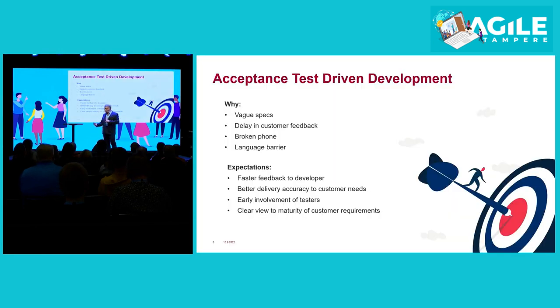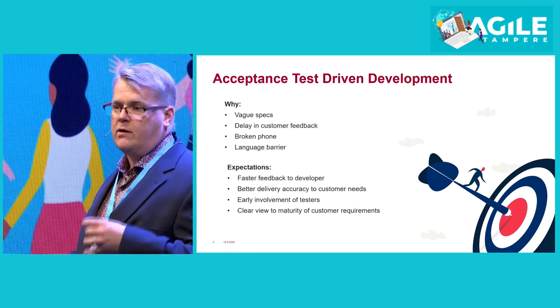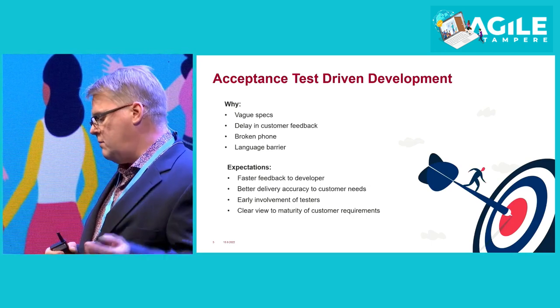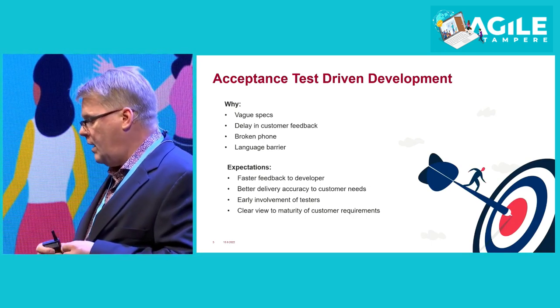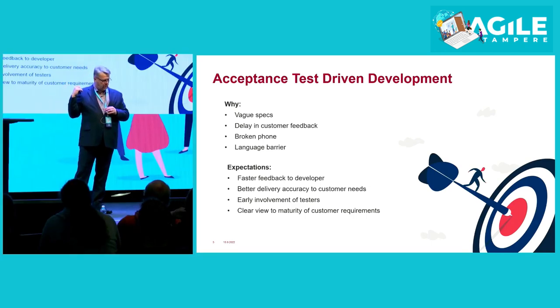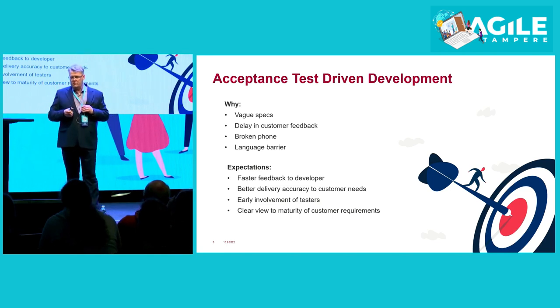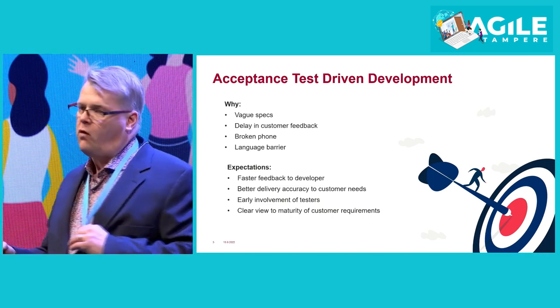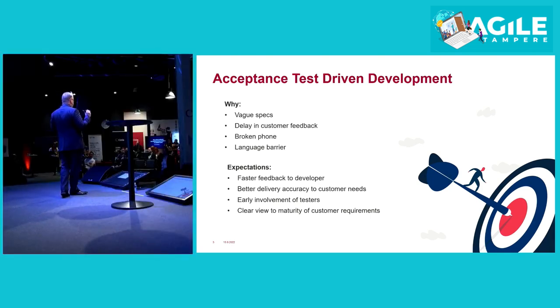Okay. So now a little bit about acceptance test-driven development. If somebody doesn't know yet what acceptance test-driven development is, it is the method where you create the acceptance test before you are coding a single line of code. And why we took this into our toolbox was that before we started using this, we had really vague specs. The specs were really, really bad.